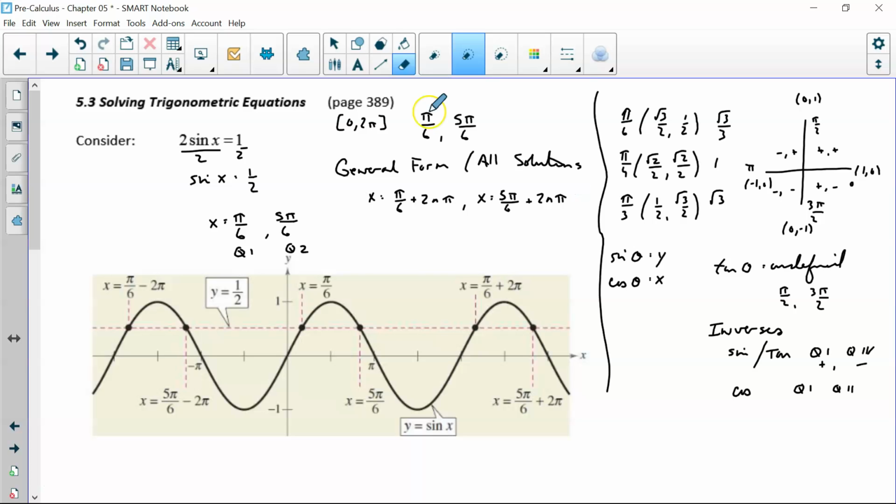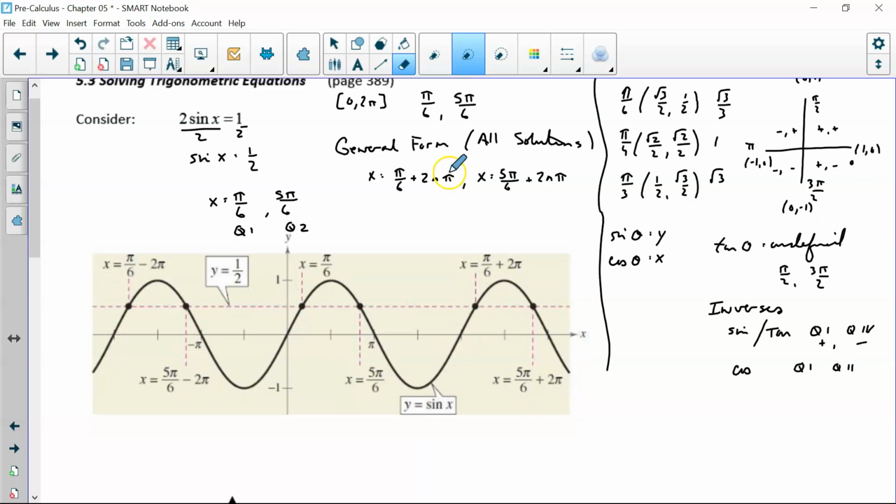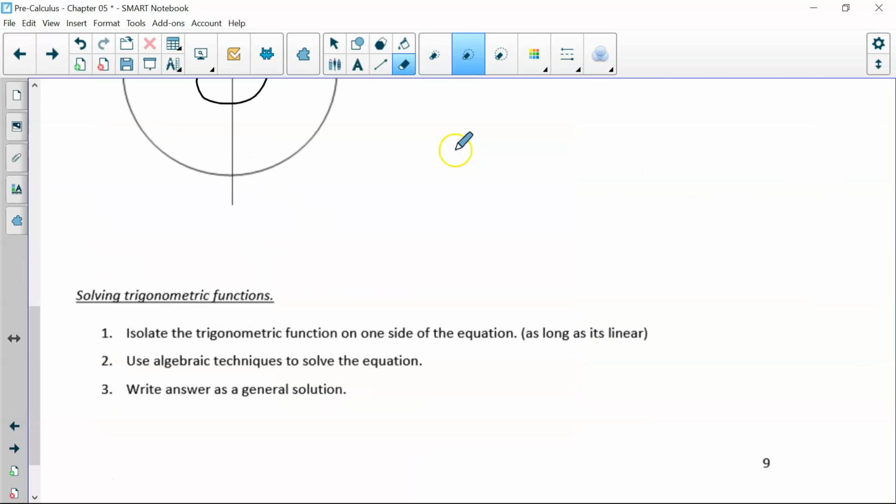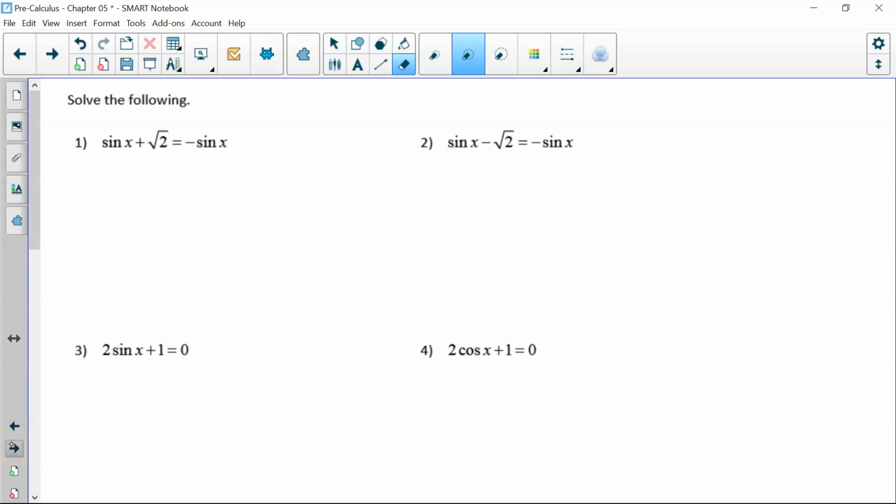So we have two types. We have the from 0 to 2 pi just in that first unit circle, and then we have all of the solutions. So when you're solving these, some things to consider. Isolate, use your different algebra techniques, and then write your answer as a general solution. We're going to write them as both, between 0 and 2 pi and the general. So let's go to the next page.